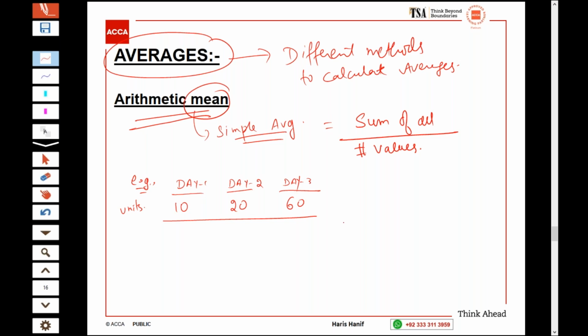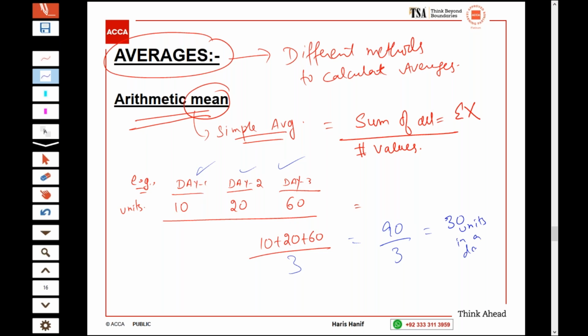Now, what is the total? The total, the sum of all, is also known as summation of x. So 10 plus 20 plus 60, upon how many days are there? 1, 2, and 3. This is 3. So 10 plus 20 plus 60 is 90. 90 upon 3 is 30, which means on average there are 30 units in a day.